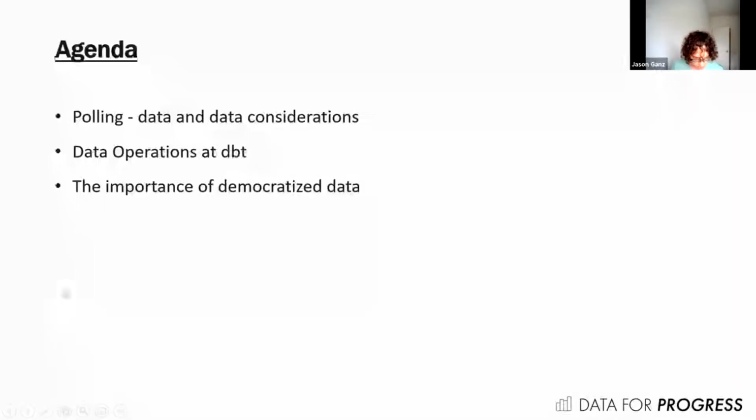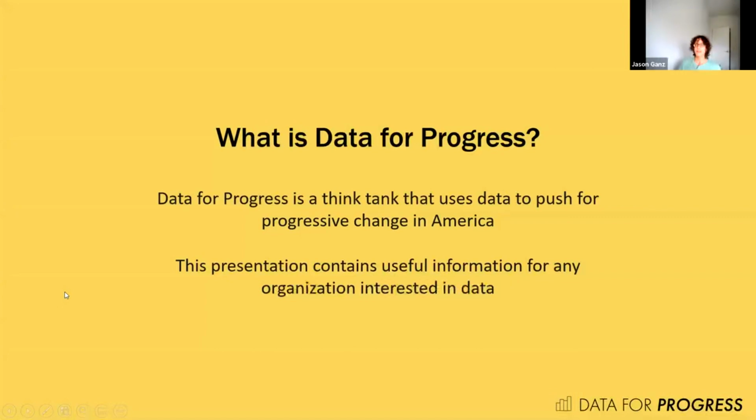All righty, are my slides stuck? There it is. So first off, what is Data for Progress? Data for Progress is a think tank that uses data to push for progressive change in America. We support things like the Green New Deal and Medicare for All.